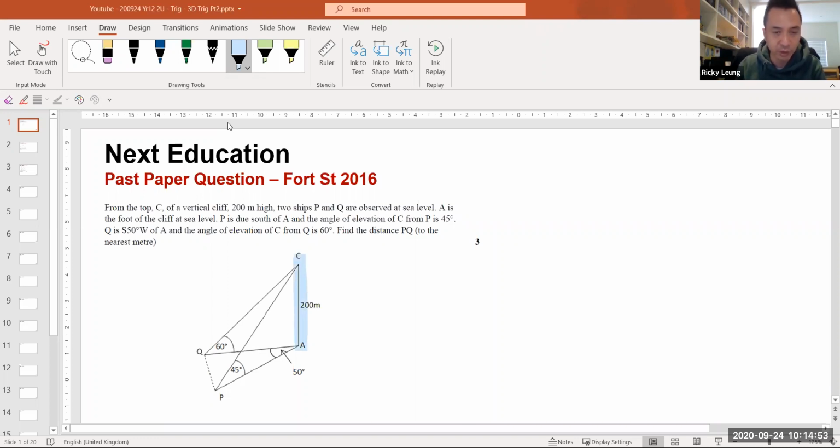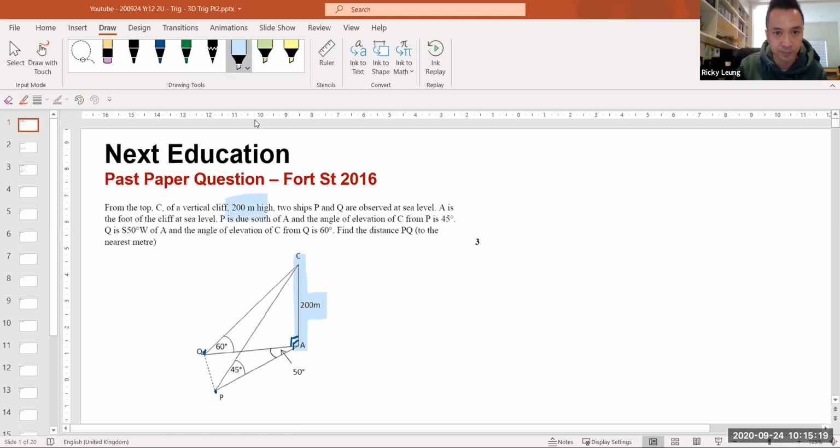A lot of the time they talk about an object that's vertical. In this case, it's a cliff. Sometimes it's a flagpole, a tower, mountains, etc. So if it's vertical in the diagram, assume some sort of right-angled elevation with respect to these two points on the ground. So let's see, 200 meters high.